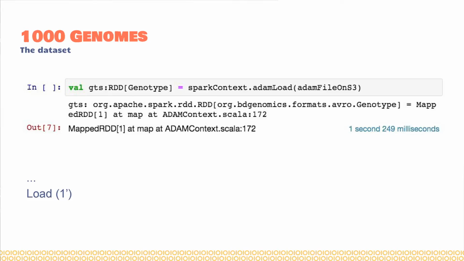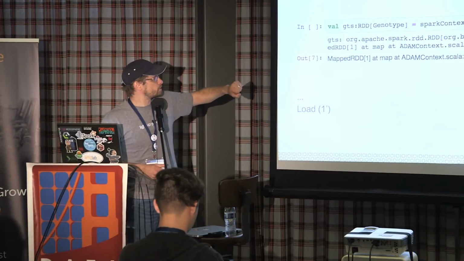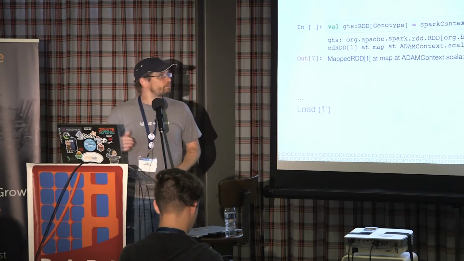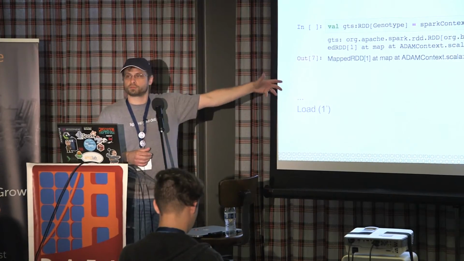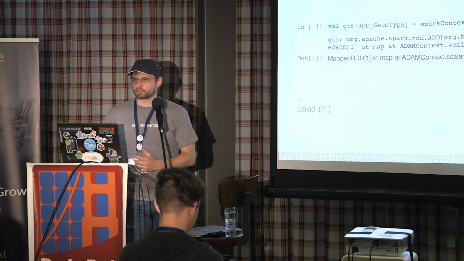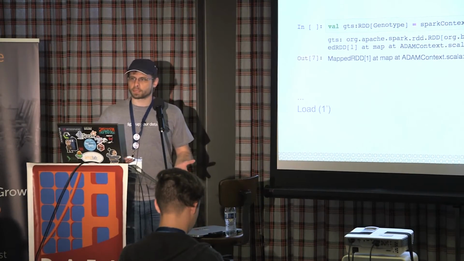But to load it in 1 minute, what you can do is just use Spark, and it's very good at that. So you take your Spark context, you inject the Adam libraries, and then you say Adam load, you pass the file path to that, and you have it. Then you return what? An RDD of genotypes. It's typed. It's not like strings.